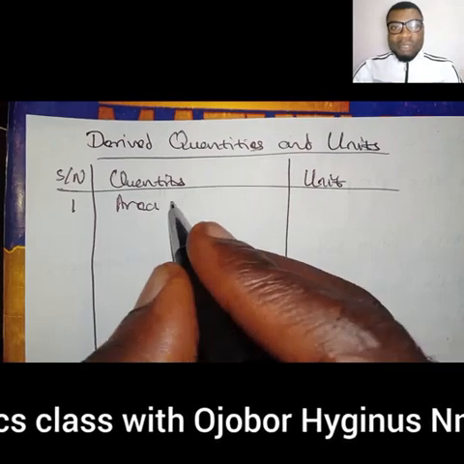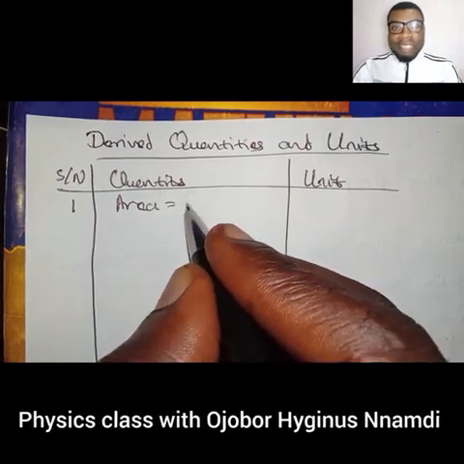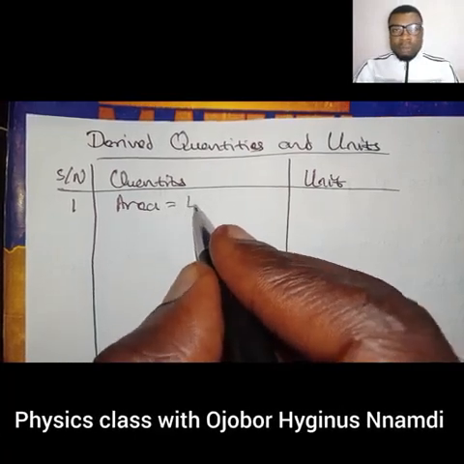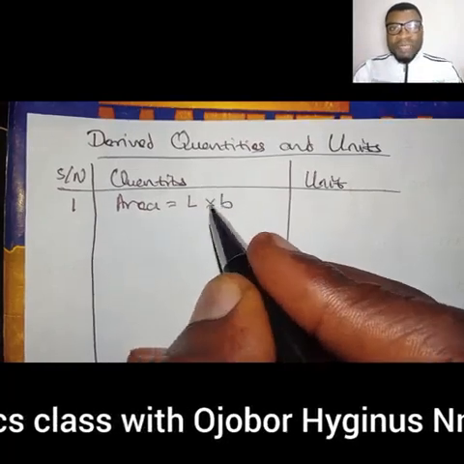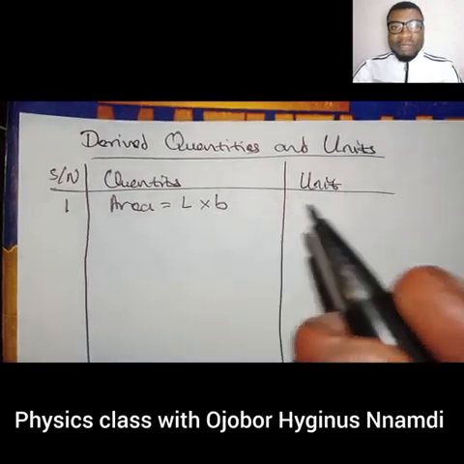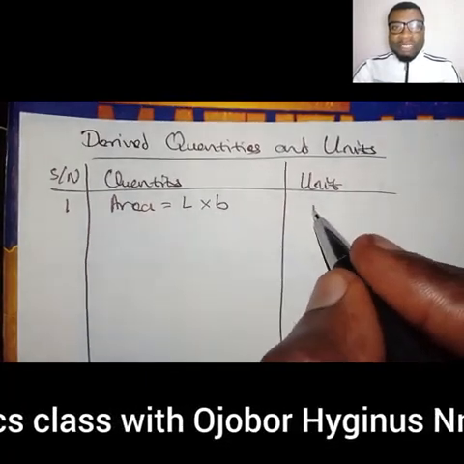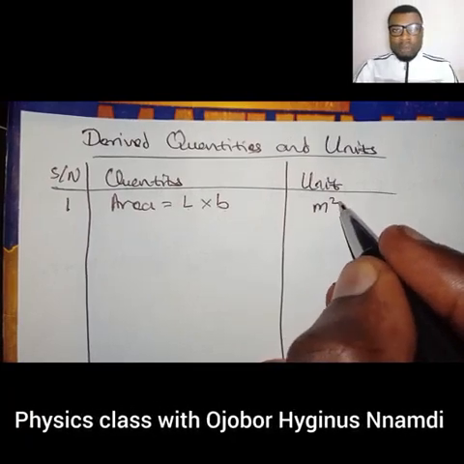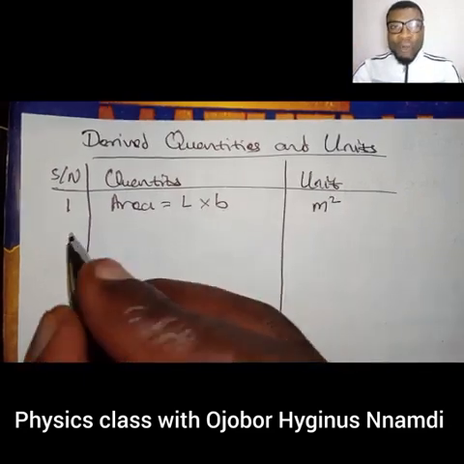Of course, we know the basic formula for area. Let's say the area of a rectangle is length times breadth, and length is in meters, breadth is in meters. So when you combine meters times meters, the unit of area is meters squared. That is meter raised to power 2.